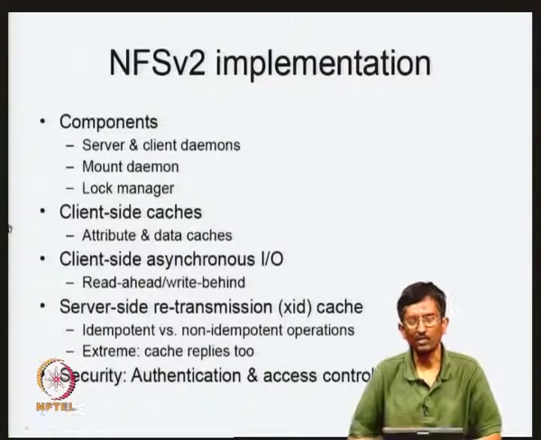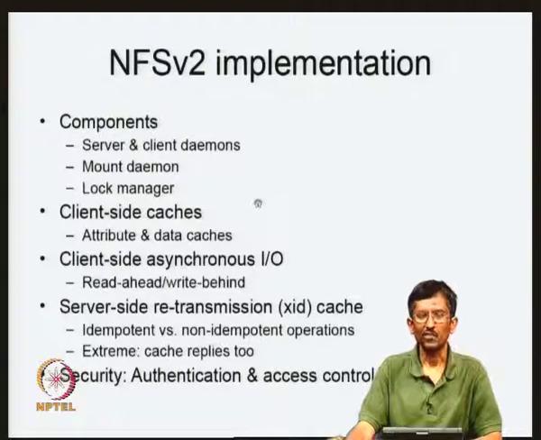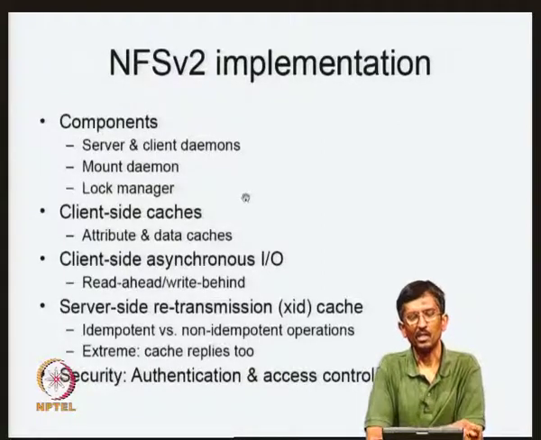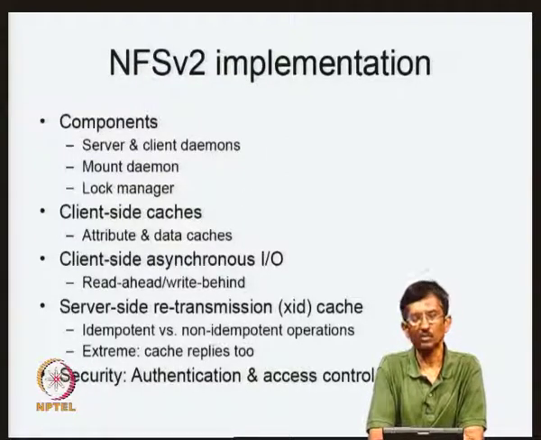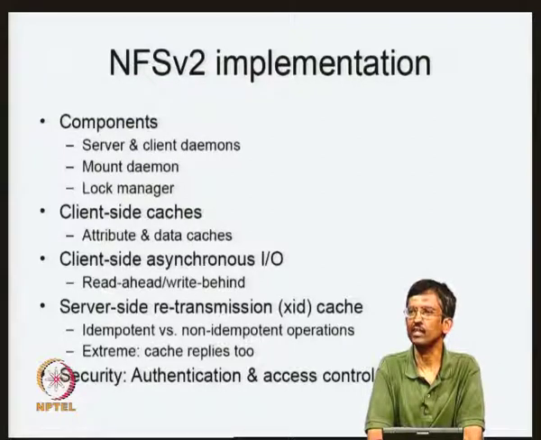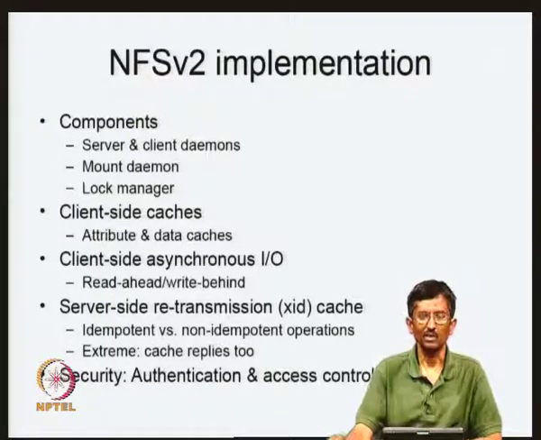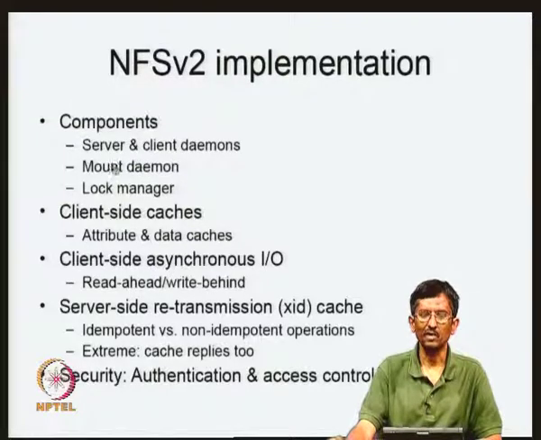So let's quickly look at what the things are in the NFSv2 implementation. I should mention that NFSv1 was never standardized. So NFSv2 is the first standardized version. It has an RFC. Okay. So what are the various components in NFSv2? It has server and client daemons. It has a mount daemon. As I mentioned, that's the mount protocol, and the client has to talk to the mount daemon to get this particular file system mounted on the client side. Okay. It also needs a lock manager, which is a very critical component if there is some sharing going on across multiple clients who are accessing the same NFS server. Okay.